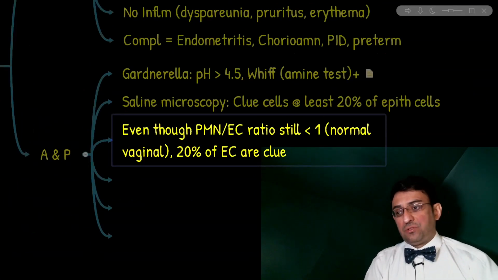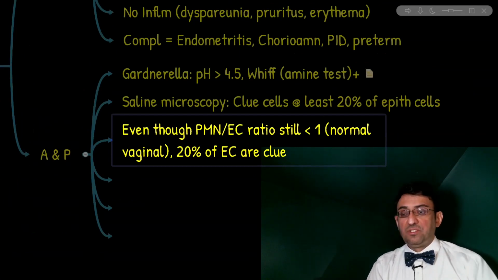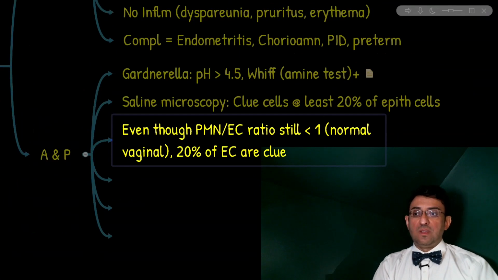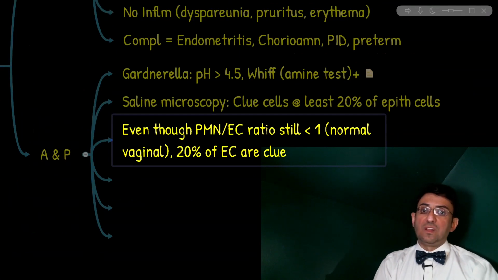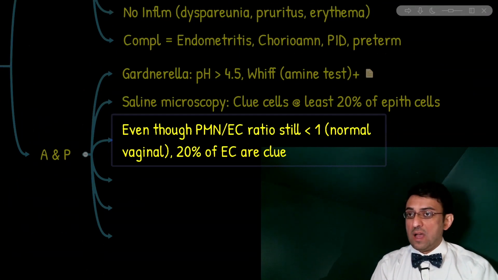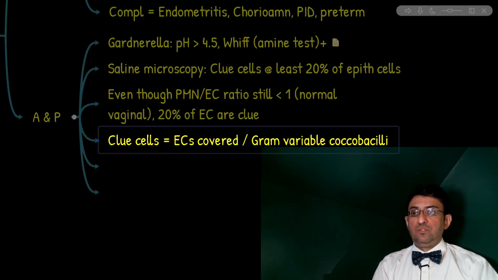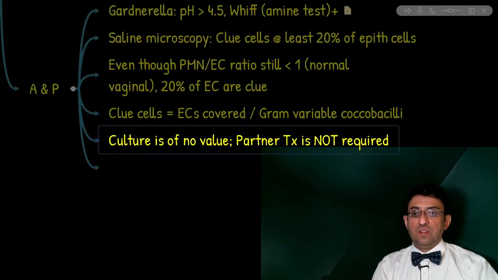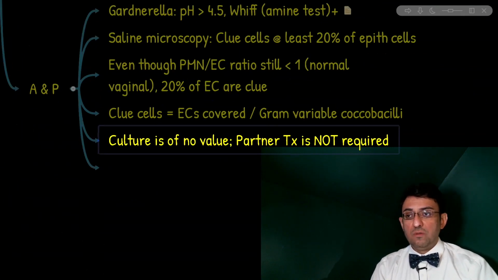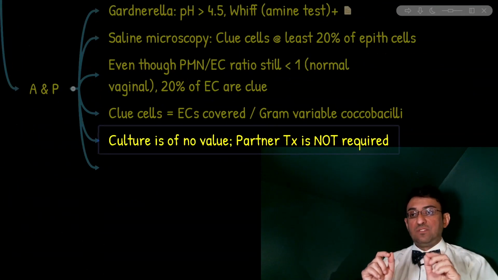And if you are asked about the presence of PMNs, the neutrophils, remember that the normal vaginal ratio is maintained. That is, a neutrophil to epithelial cell ratio is still less than 1. And another question is, do we need culture? The answer is no. Likewise, do we need to treat the partner? The answer is no.